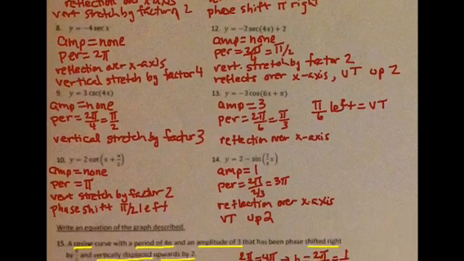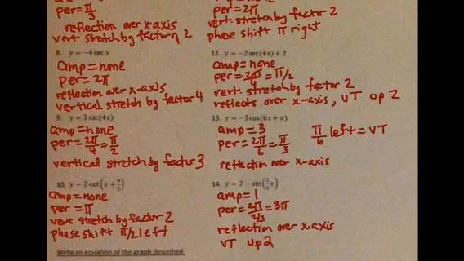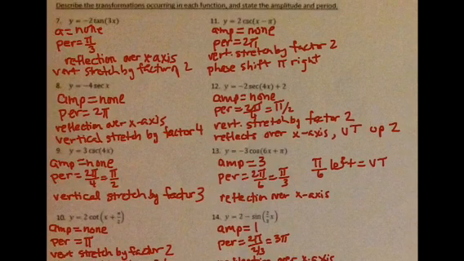Number 10. Amplitude is none because it's a cotangent. Period is pi because it's pi over 1. Vertical stretch by a factor of 2, this one. And phase shift pi over 2 to the left because you set this equal to 0, and when you solve for x you get negative pi over 2.